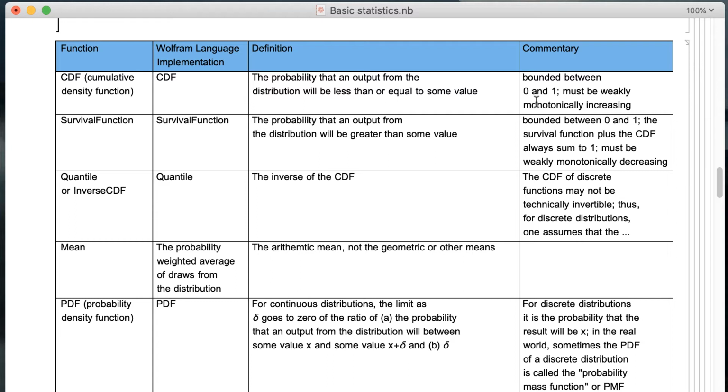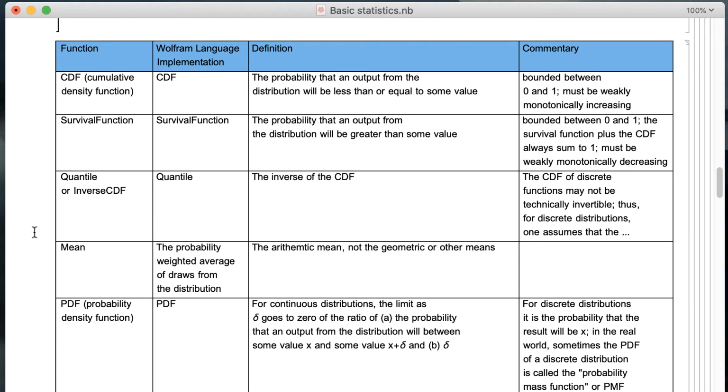You could never have a probability of something being less than 0 or greater than 1, and it can never go down as the value gets greater, because as the value gets greater, either no more numbers are included or more numbers are included. You can never subtract. And so if you see a function and it's going down, you know, wait a second, that can't be a CDF. A survival function has the opposite property. It can never go up, because as you make tougher and tougher demands on the function, it can never produce more.